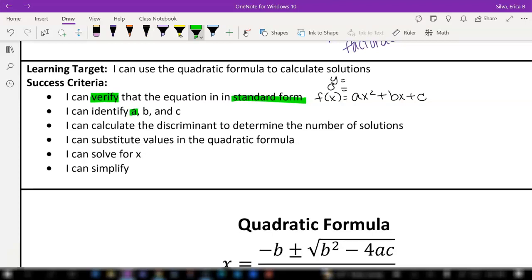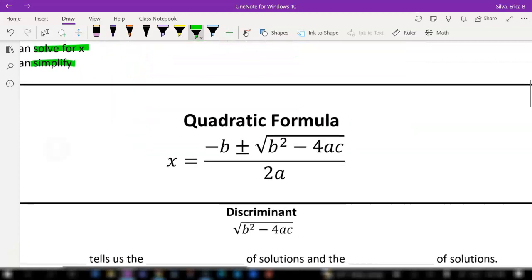By factoring, we identified our a, our b, and our c. And now we want to calculate our discriminant. That's going to help us determine the number of solutions. We're going to substitute the values into the formula, and then we're going to solve for x, and like always, we simplify.